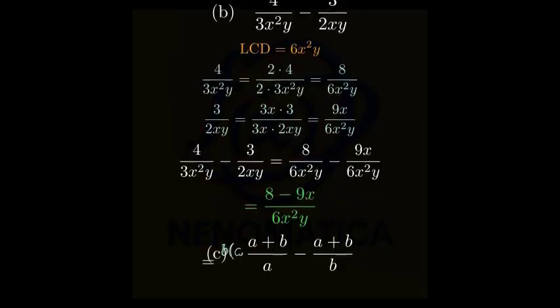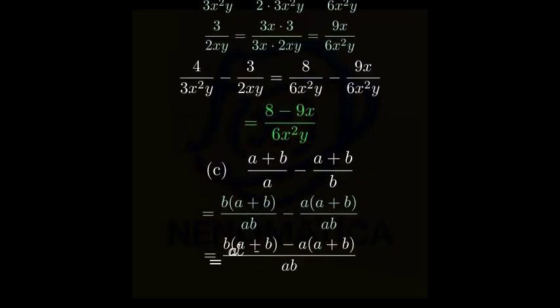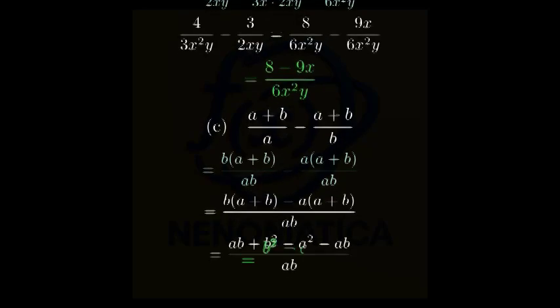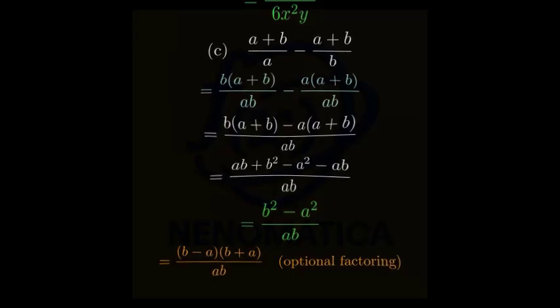Example C. Subtract a plus b over a minus a plus b over b. The common denominator is ab. We rewrite each fraction to have denominator ab, then combine the numerators. After that, expand and simplify. Finally, we can optionally factor the difference of squares.